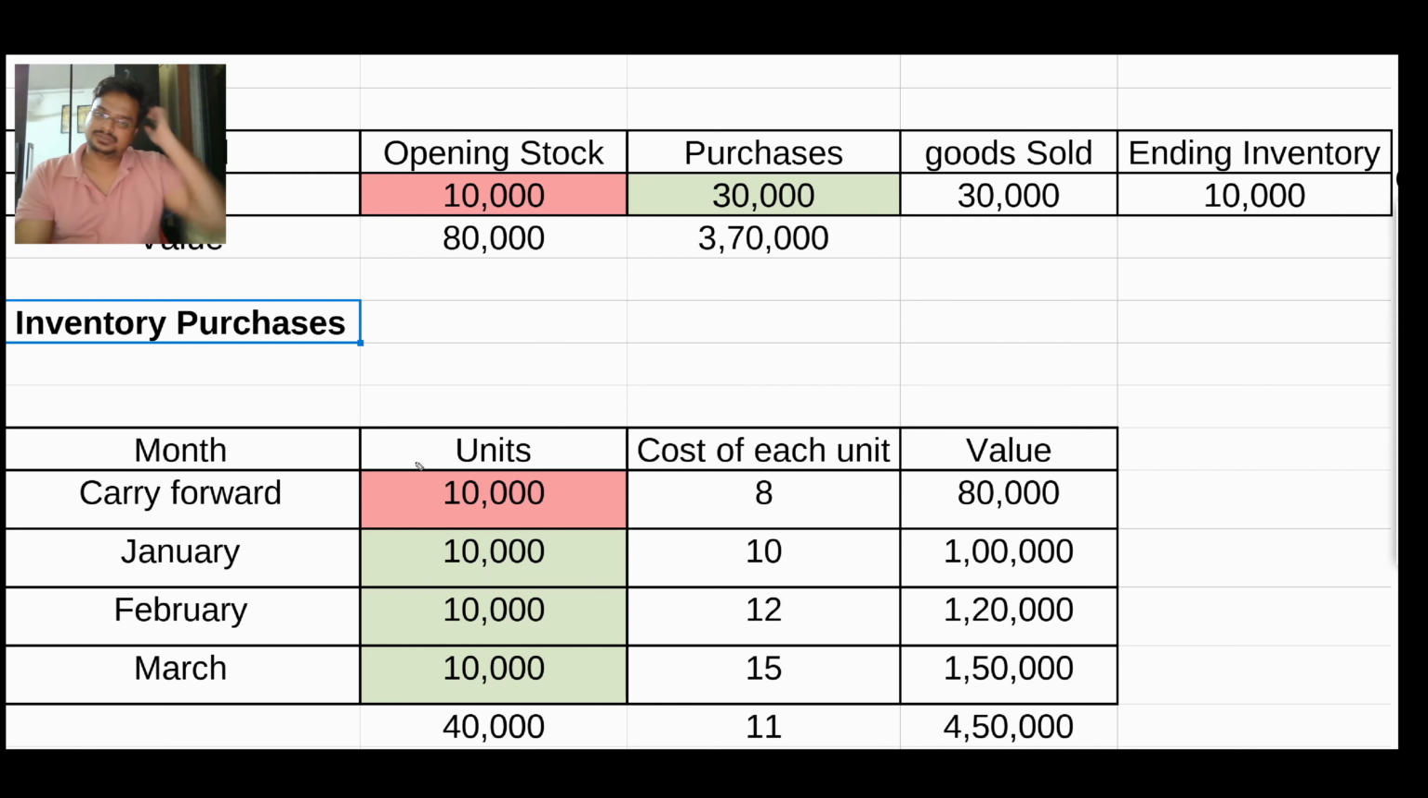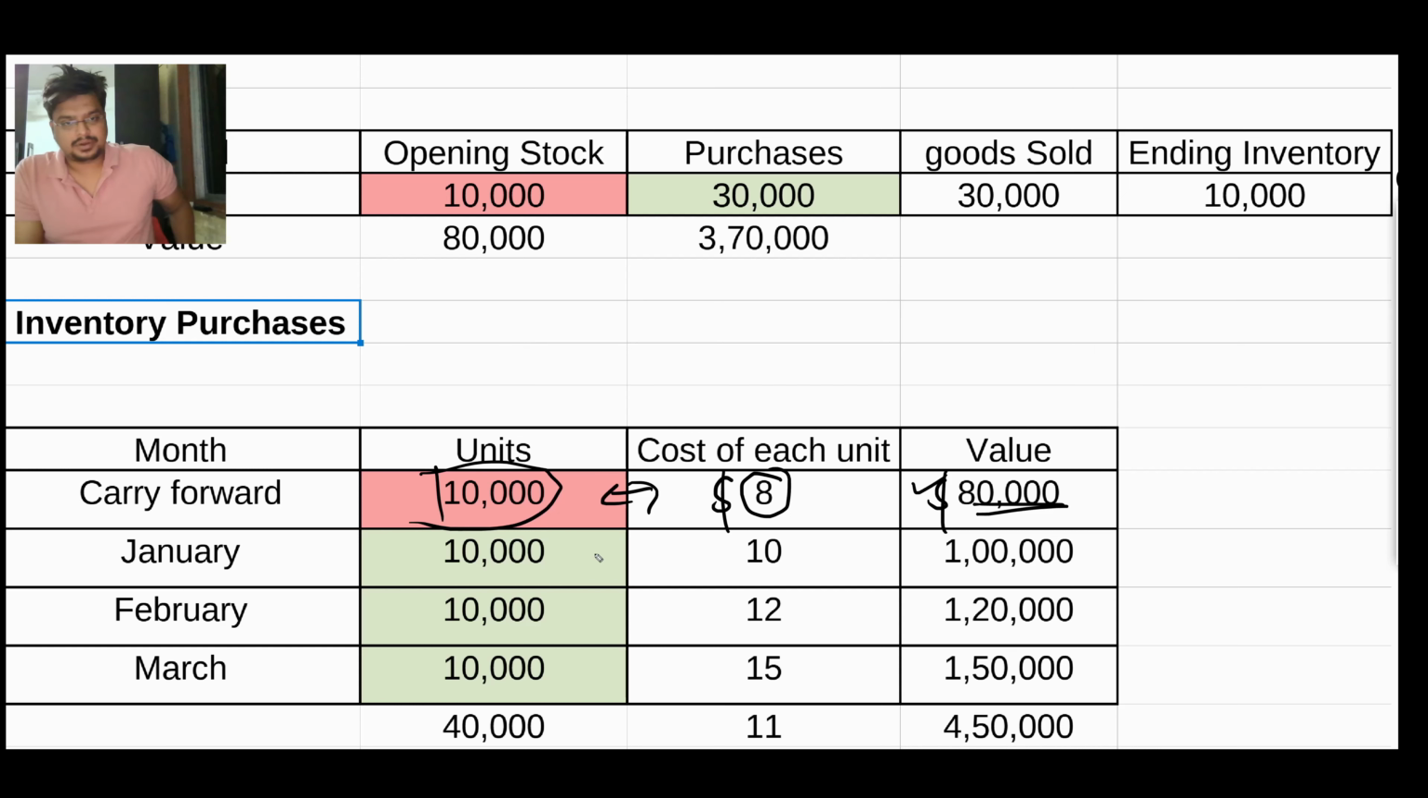Anyways, so if you see now that 10,000 units were purchased at a price of, let's suppose this is $8. Okay, now which would give you the total cost of that inventory to be at $80,000.